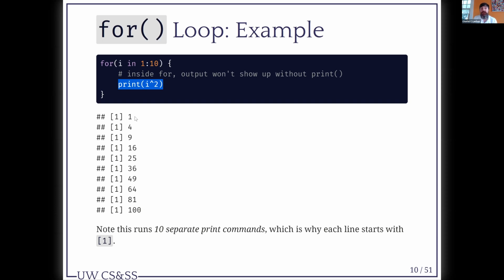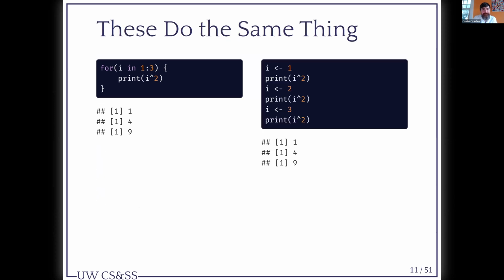You'll see it runs the print command 10 times. That's why the output says element 1 every time. It hasn't created a single object with 10 elements. It's actually just printed 10 times to the console. Okay? Pretty straightforward. Questions about that so far? Okay. I start with something very simple and accelerate continually. So we will see.